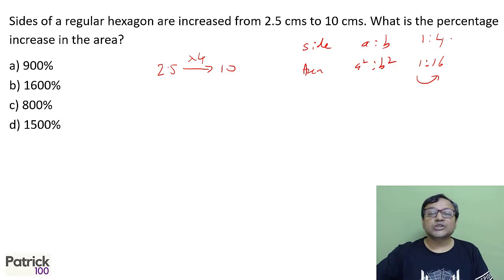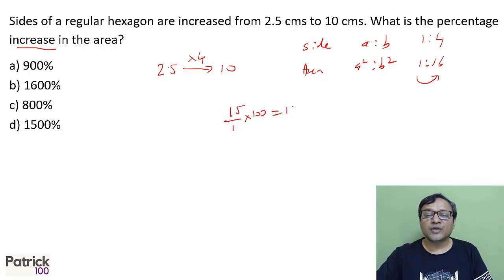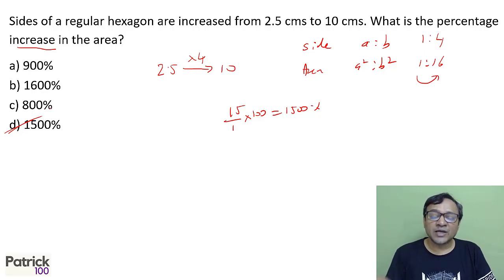But read the question properly. It says percentage increase in the area. So it increases from 1 to 16, increase of 15 upon 1 into 100, 1500%. Or we say 16 minus 1, 15, 100%. D option. If it is 16 times, we say 1500%. Remember, if double, we say 100%. Triple, we say 200%. So 16 times becomes 1500%.